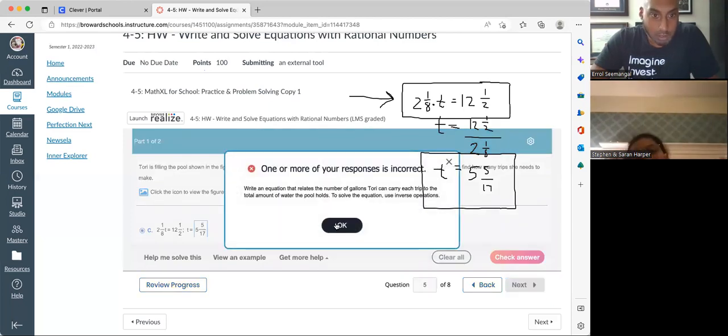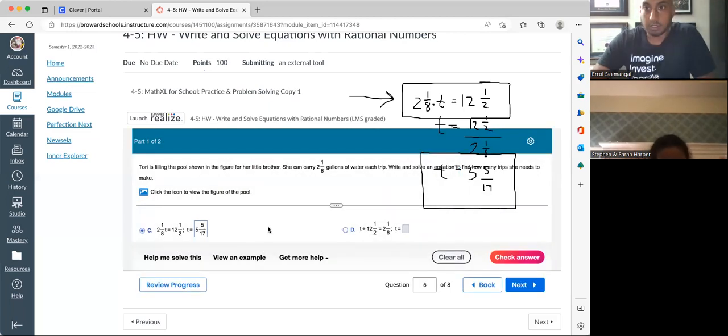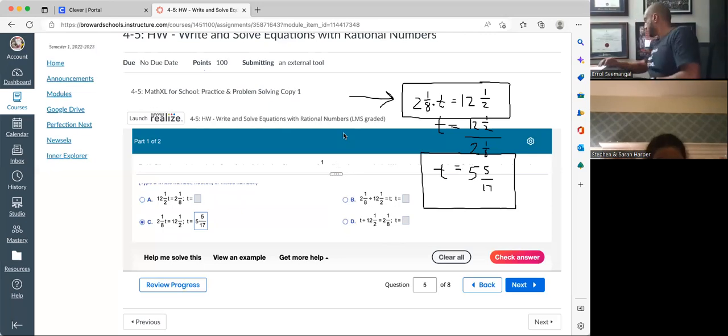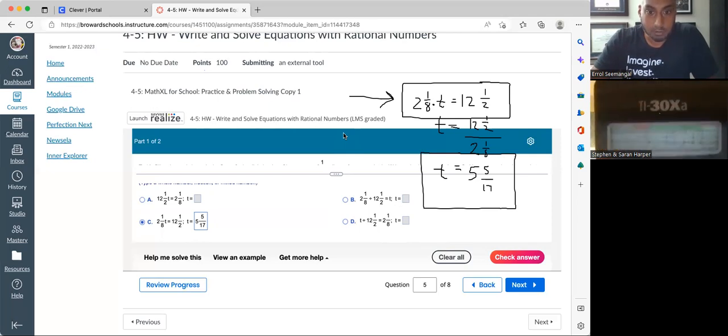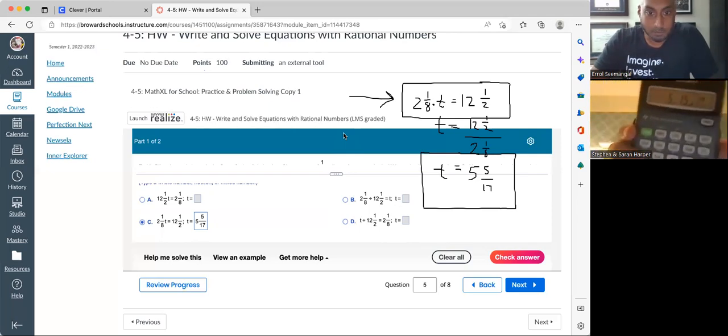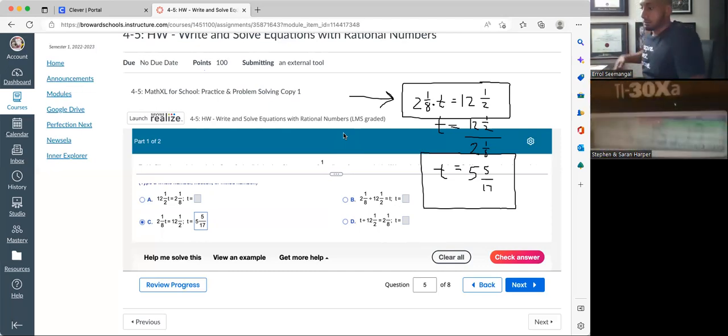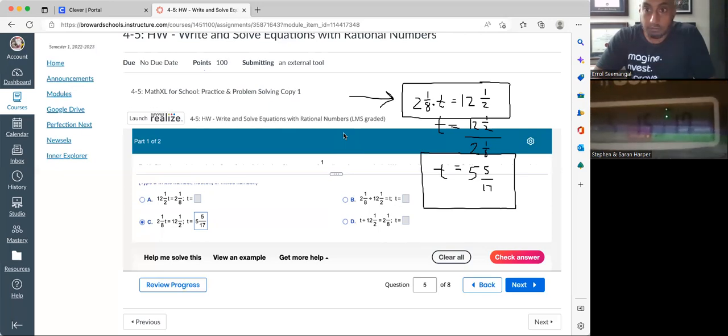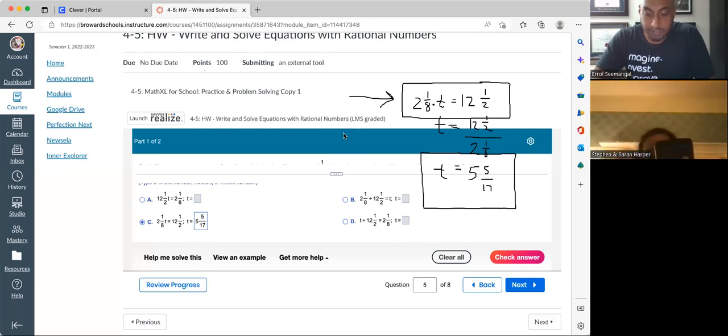That's not true. Okay, let me see here. 2 and 1/8 times t equals 12 and a half. Let me make sure you divide that right. Let me pull up the calculator just to make sure. Okay, so 12 and a half is 12.5. 12.5 divided by 2.125. Actually, let me do it on the side here, just to be sure.